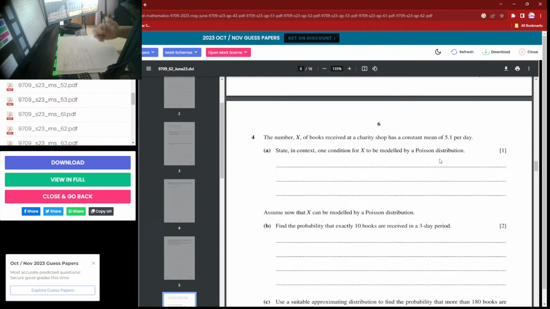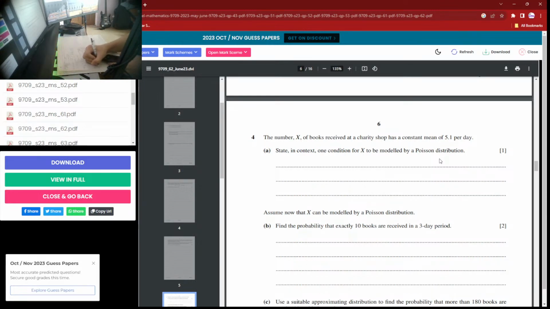Okay, 4b. Assume now that X can be modeled by a Poisson distribution. Find the probability that exactly 10 books are received in a 3-day period. Okay, exactly 10. So X equals 10 in a 3-day period. So for this one, since 1 day is 5.1, 3 days will be 3 times 5.1, which is 15.3.